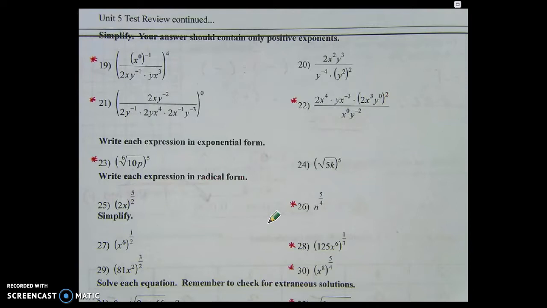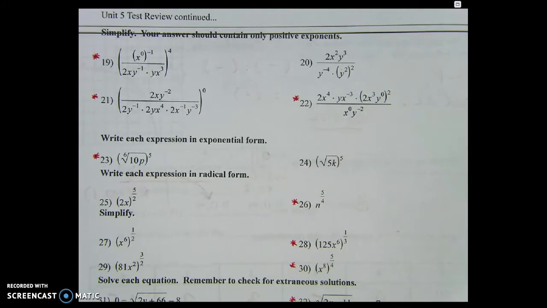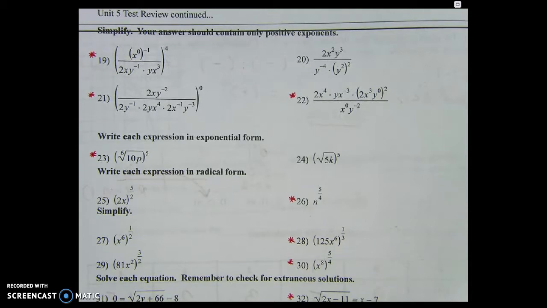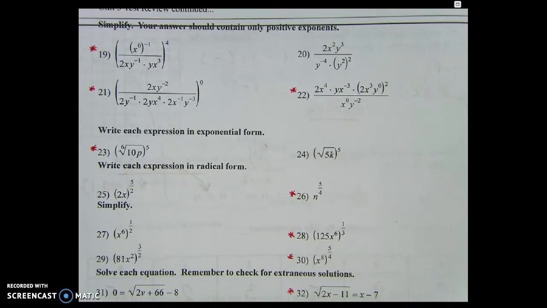All right, so here's page 4. I went ahead and highlighted 10 of these problems, and I only have about 6 minutes left on this video. So I'm going to try and move quickly, and I might pause, so forgive me if it feels a little abrupt between problems. But I'm going to start with number 19 here.